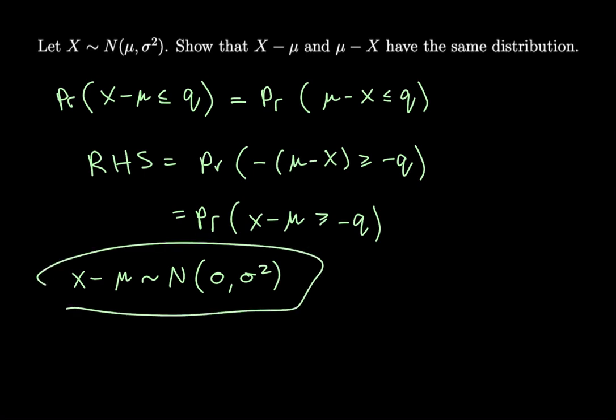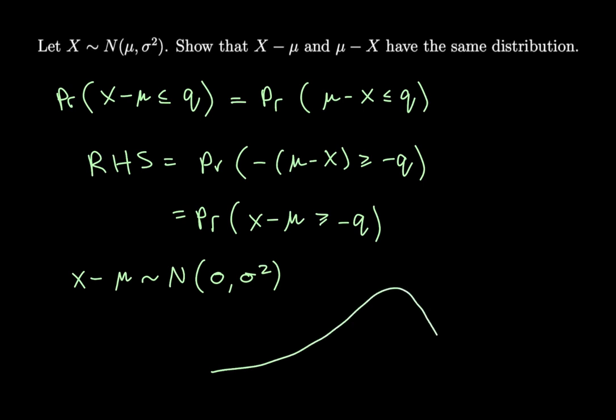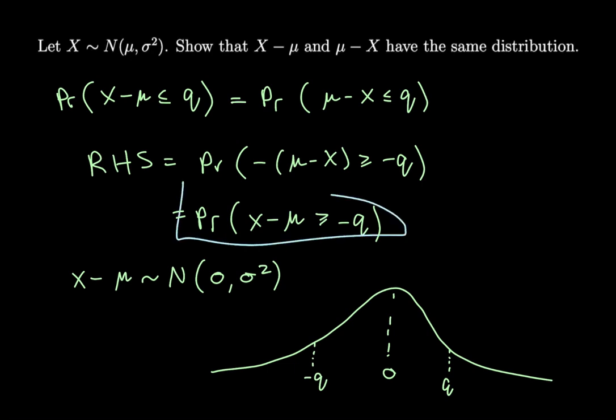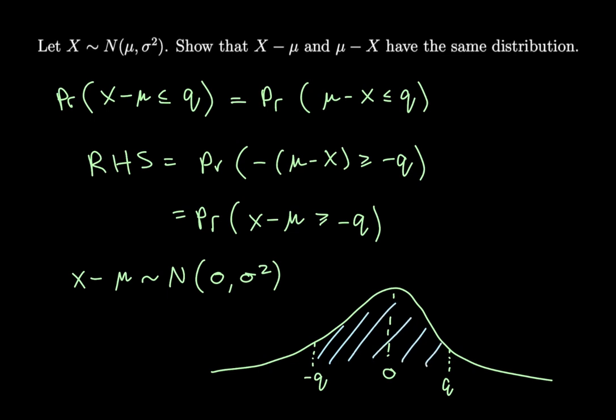Okay, so that means this distribution looks something like this, with the mean being at 0. If I draw in this region with -q somewhere over here, and then q somewhere over there, equidistant from the mean of 0 but on the other side of the distribution, then this probability of X minus mu being greater than or equal to -q corresponds with this region in the normal distribution. And that we know is the exact same as the area that corresponds to this region.